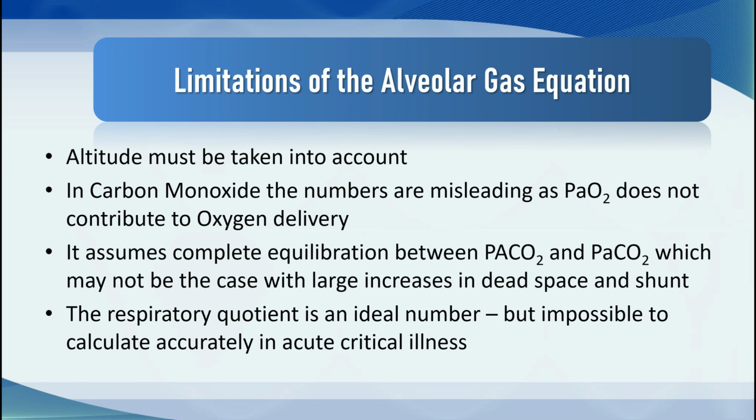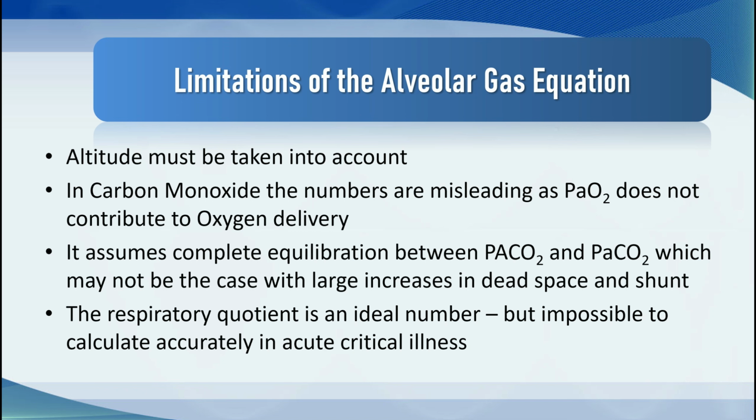Clearly, you need to adjust the equation for altitude and consider in patients who are involved in, for example, house fires, that in carbon monoxide poisoning, the alveolar gas equation is of no value because most of the oxygen content of blood is attached to hemoglobin. We assume for most people that the PaO2 can estimate oxygen content by applying it to the oxyhemoglobin dissociation curve. But if hemoglobin is matted down with carbon dioxide, all bets are off.